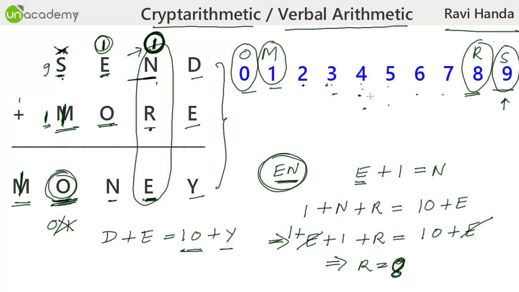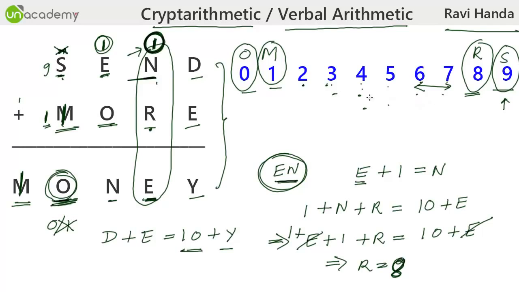Now, with the digits which are remaining for d and e, maximum possible is 6 plus 7 or 13. But that is not going to happen. Why is that not going to happen? Because if e is one of them, then n should be the higher value. So that is not possible.